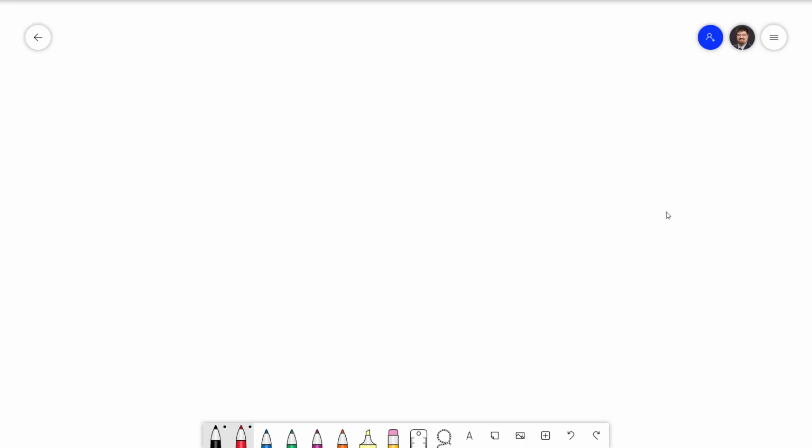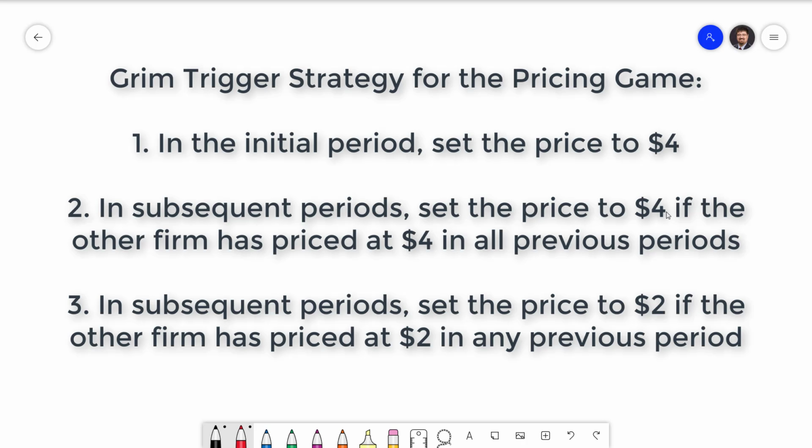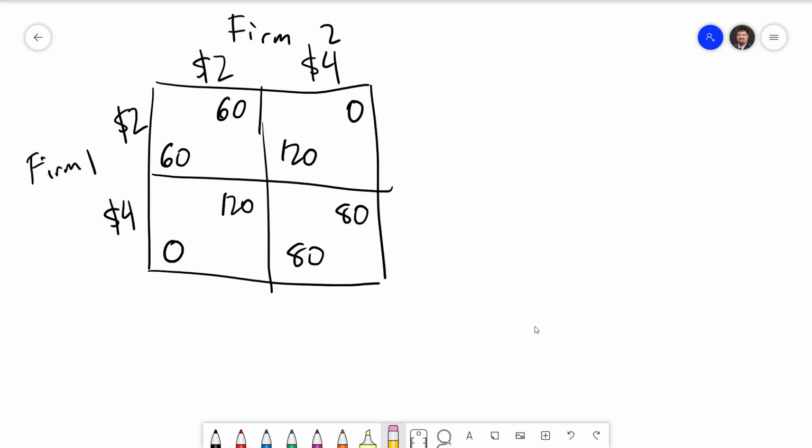Let's go through the Grim Trigger strategy specifically for our pricing game. Number 1. In the initial period, set the price at $4. Number 2. In any subsequent period, set a price of $4 if the other firm has also priced at $4 in all previous periods. And number 3. In any subsequent period, set the price at $2 if the other firm has ever priced at $2 in any previous period. Let's now see if both firms using Grim Trigger is a Nash equilibrium.